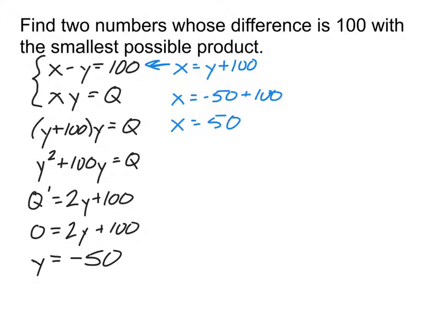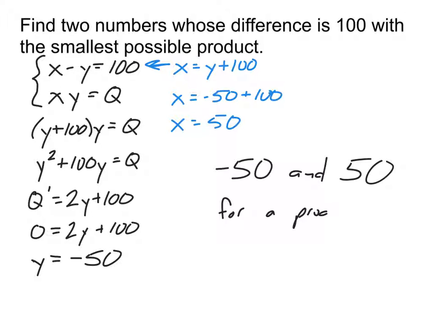Always check back in the problem. It says, find two numbers whose difference is 100 with the smallest possible product. So it's actually asking us to find the two numbers. We've done that then. So then I would say that my answer is negative 50 and 50. If I want to provide any more detail, I could go ahead and multiply those and say for a product of negative 2,500. But strictly speaking, this problem didn't require us to give that extra little bit of detail, but of course it never hurts.